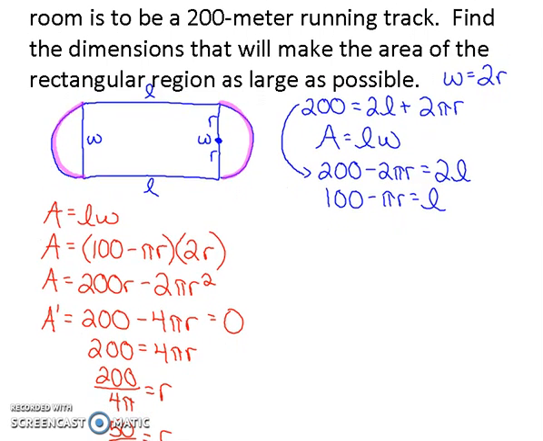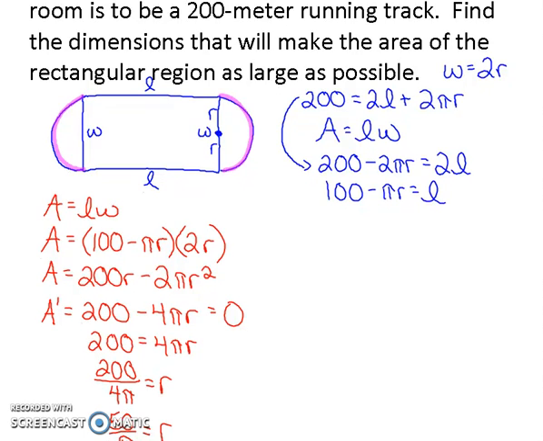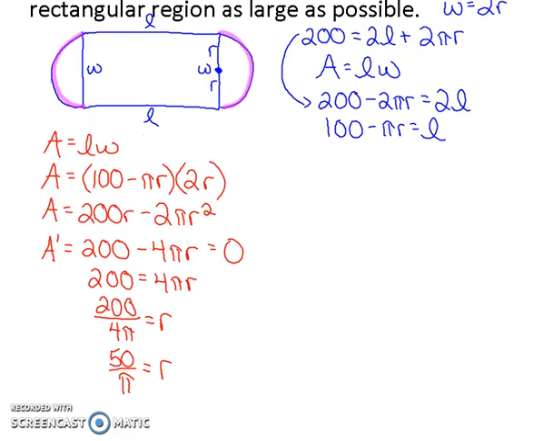So I got r equals 50 over pi, but look at the end of the problem. It said find the dimensions that will make the area of the rectangular region as large as possible. So they don't even care what the area is. They just want to know what the dimensions need to be. Well, I know that r is 50 over pi, and we're measuring in meters, so it's 50 over pi meters. But I need to also say what the width would be and what the length would be.